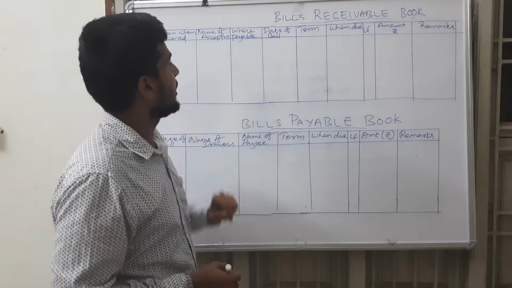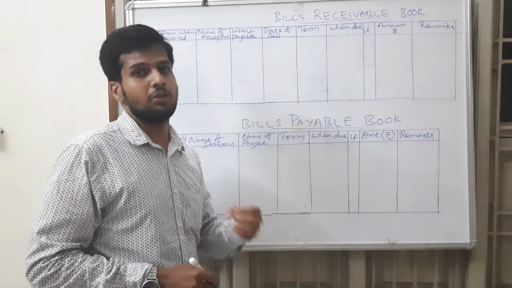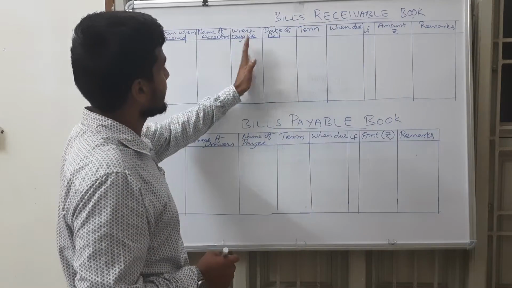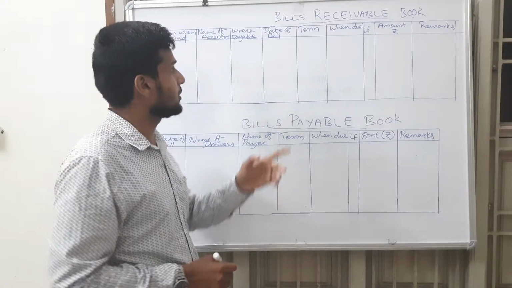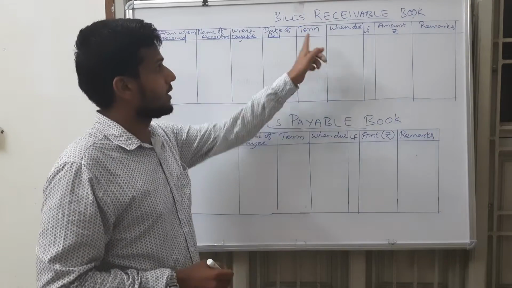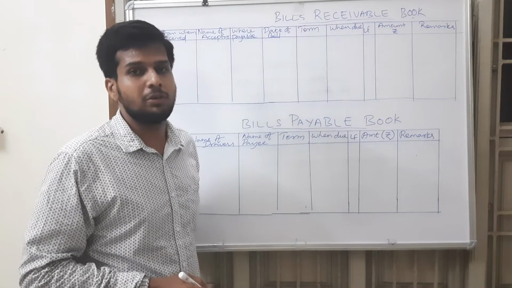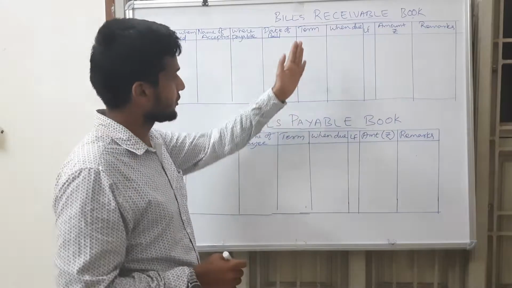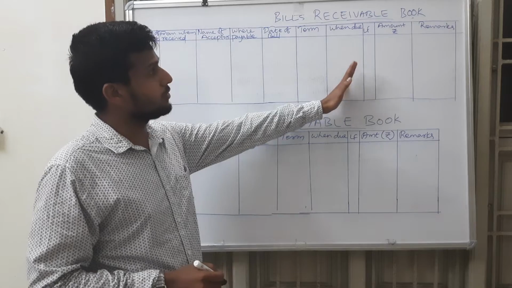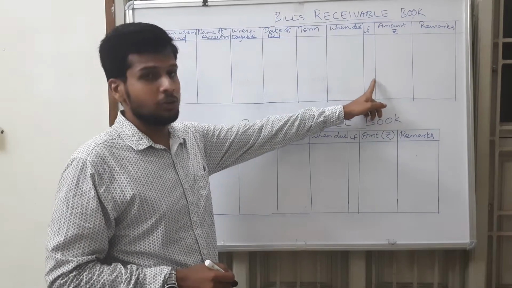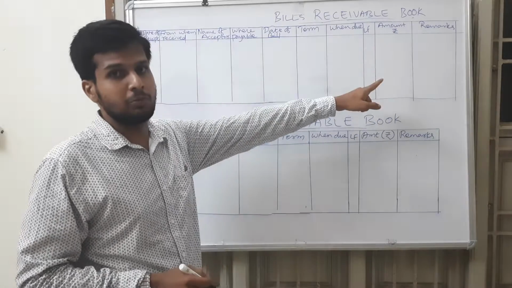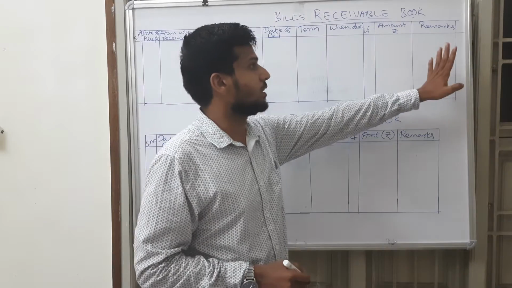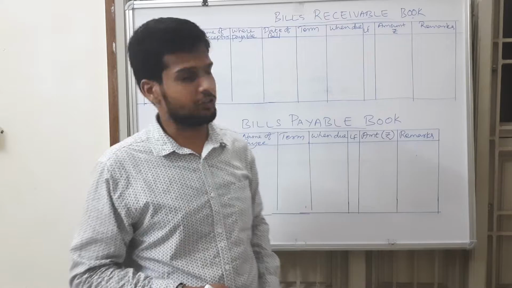Next, where payable: the bank or place of payment should be recorded here. The date of the bill must be mentioned, and the term of the bill, that is the duration of the bill, must be recorded here. Then the due date of the bill, ledger folio, amount column and remarks. In case of any endorsement of the bill, it must be mentioned in the remarks column.